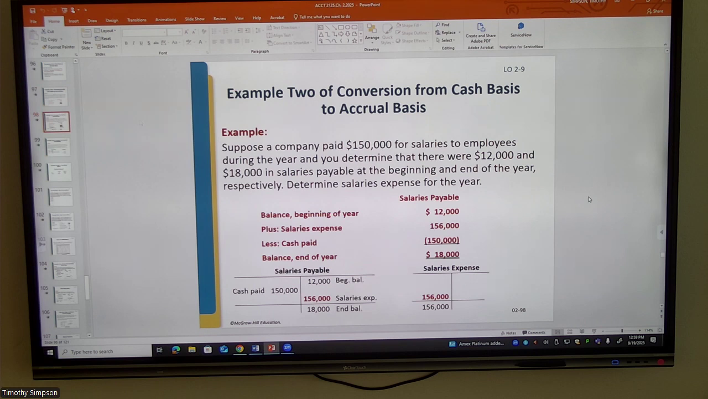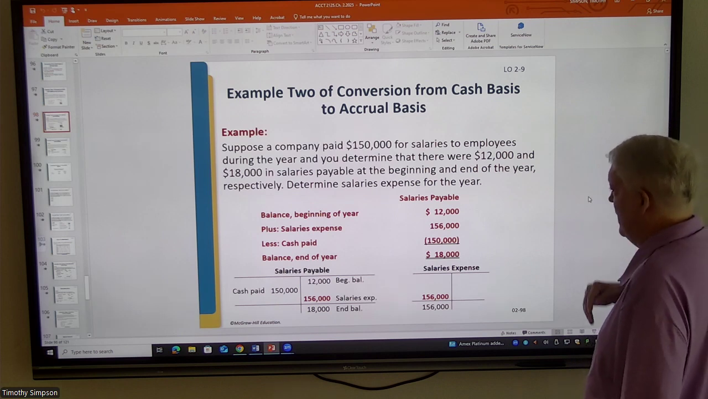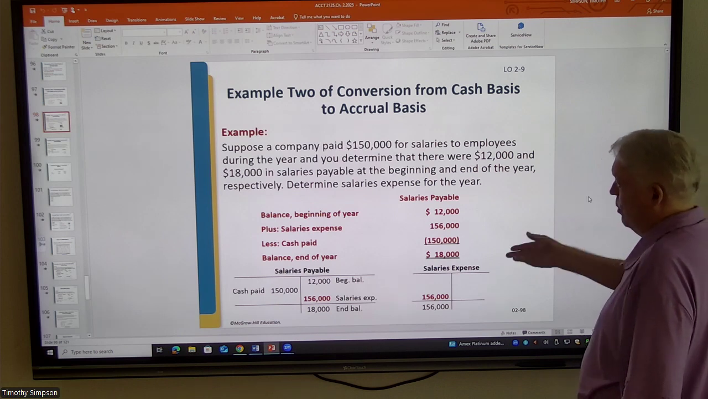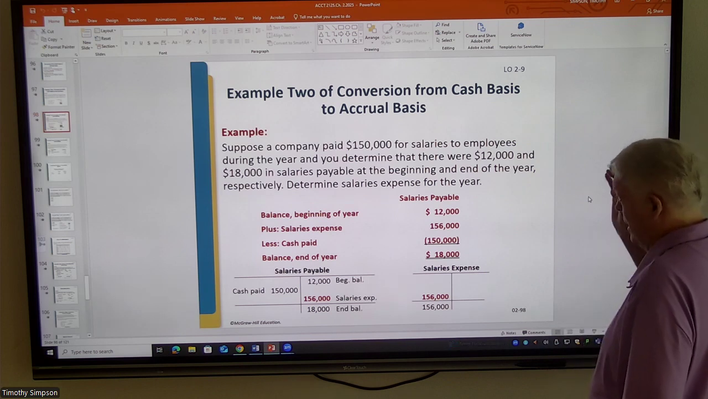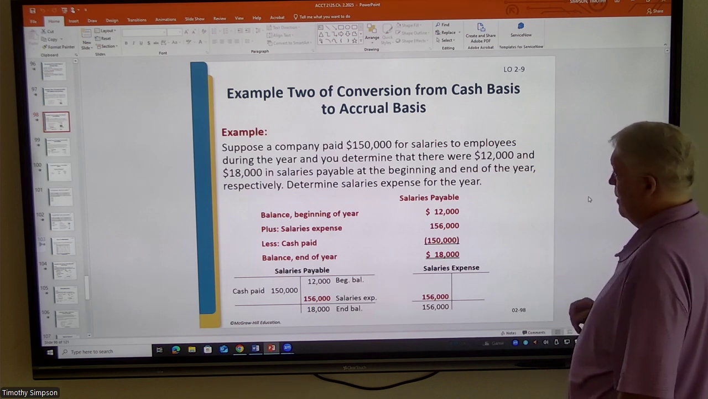So let's look at the second example of conversion from cash to accrual. In this case, we have salaries. The example is a company that paid $150,000 for salaries to employees during the year, and you determine there were $12,000 and $18,000 in salaries payable at the beginning and end of the year. In other words, $12,000 was carried over from the prior period as an expense, and $18,000 were payable at the end of this particular year. So we're going to assume that $150,000 applies as expenses for this particular year, but not the $12,000.